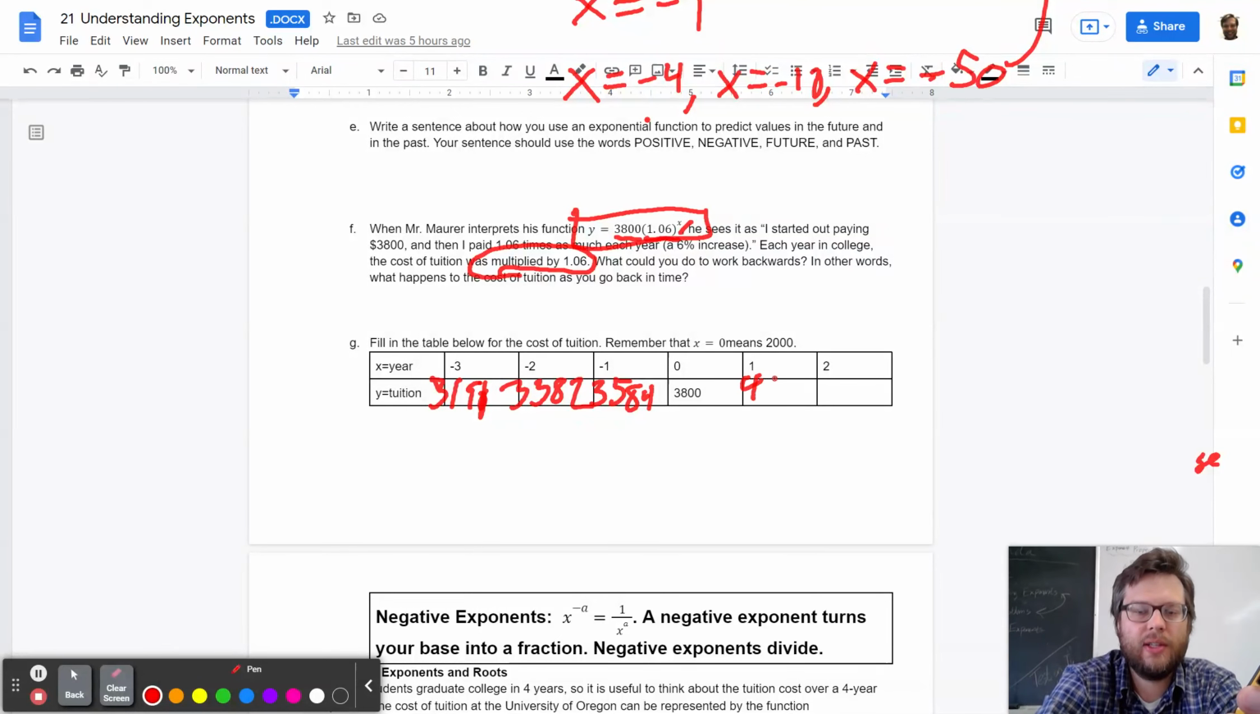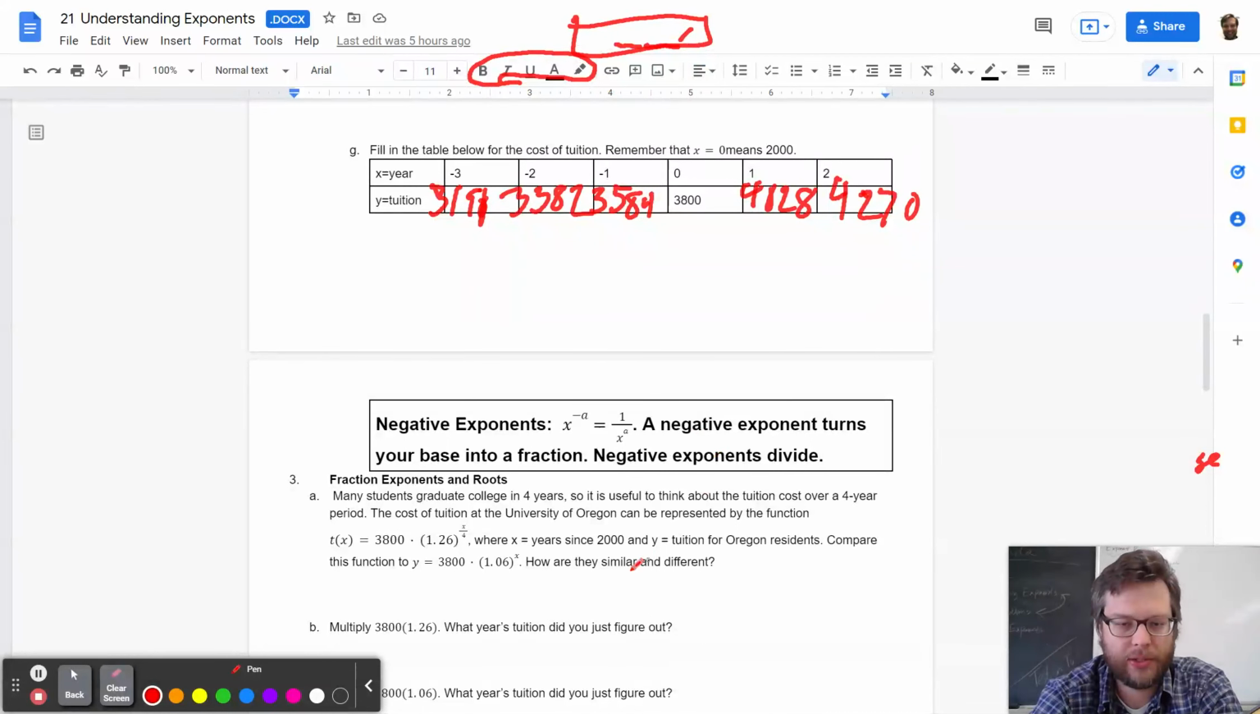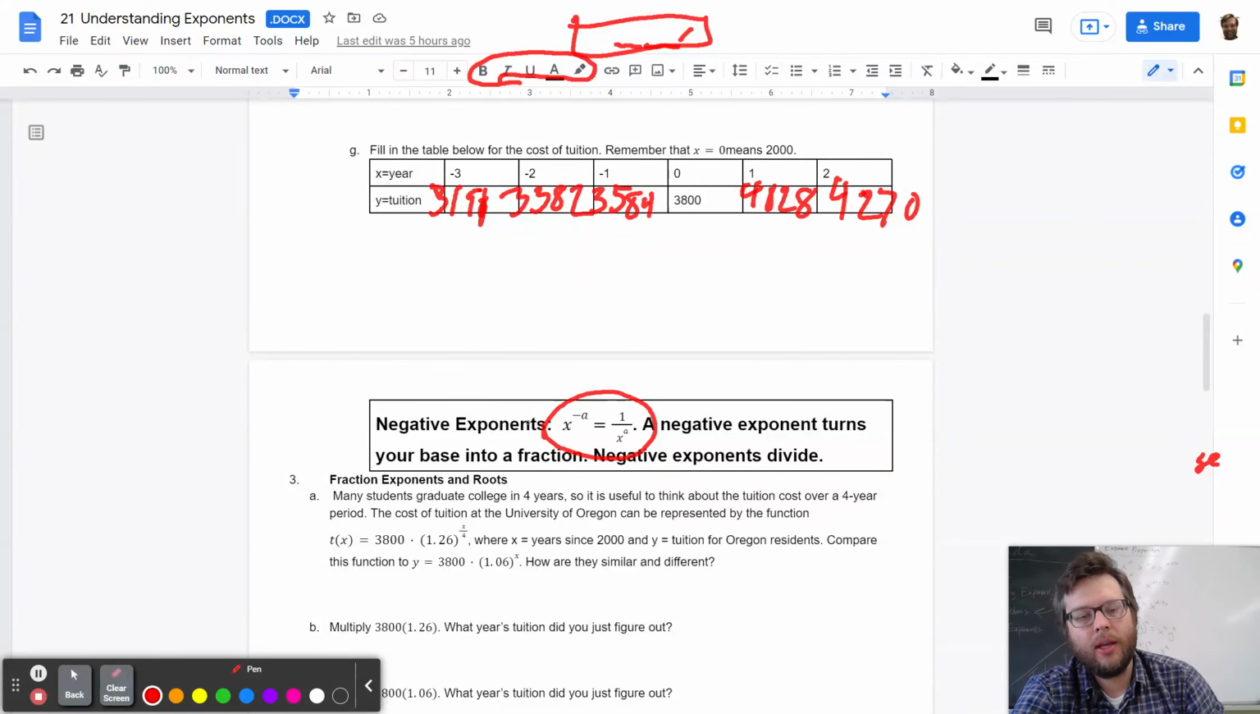We already knew these answers here, and we just get them by multiplying by 1.06 over and over again. Okay. And the big takeaway from this is summarized right here, that negative exponents are the same as dividing. Negative exponents are backwards positive exponents. And so positive exponents are multiplication. Backwards multiplication is division.